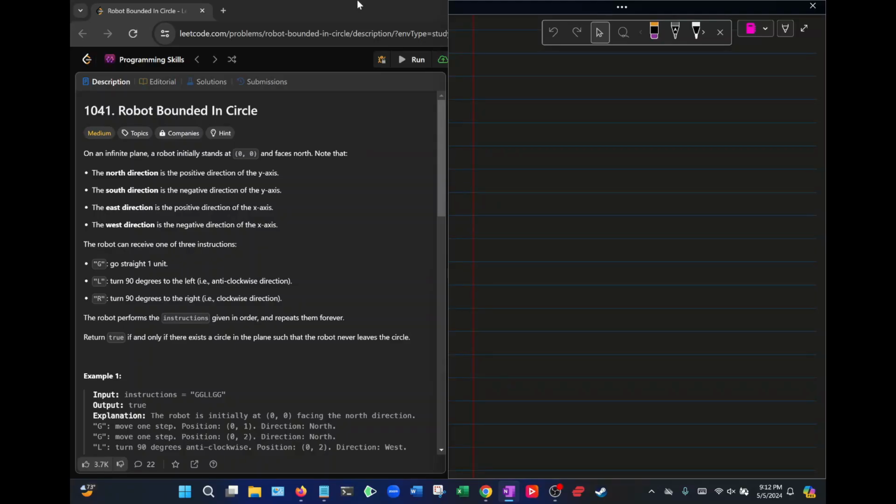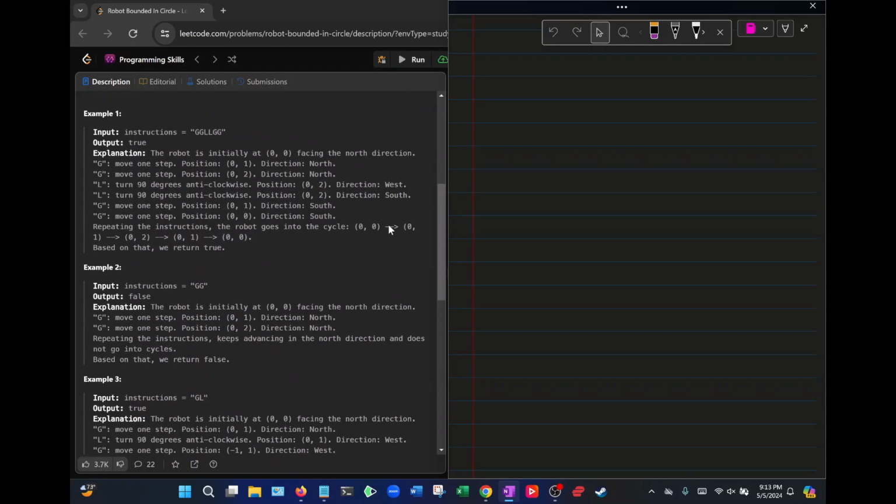All right, we have our first medium exercise, and this one definitely lives up to the hype. So we have an infinite plane, we have a robot that stands at the origin, x coordinate is 0, y coordinate is 0, faces north, and it describes the directions in terms of the axes. The robot could either go straight 1 unit or turn in either direction. And we want to return true if and only if there exists a circle in the plane such that the robot never leaves the circle.